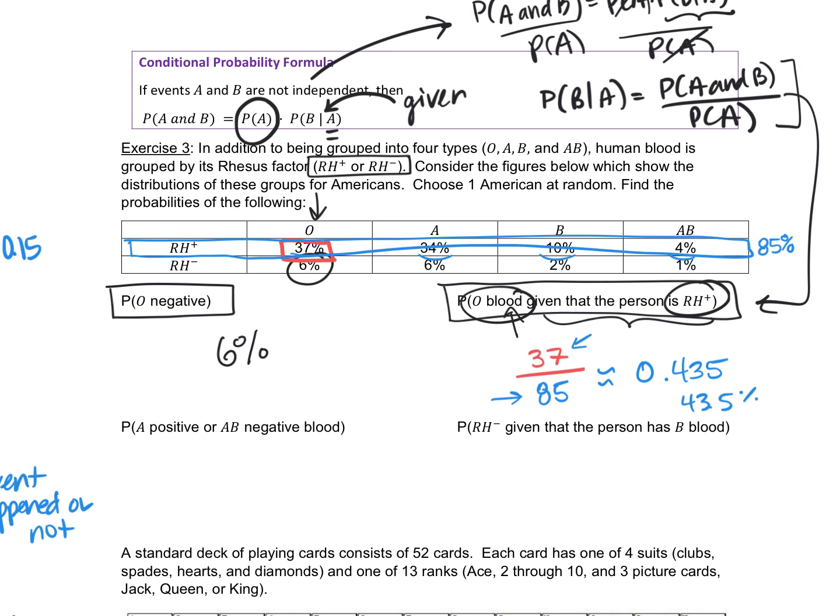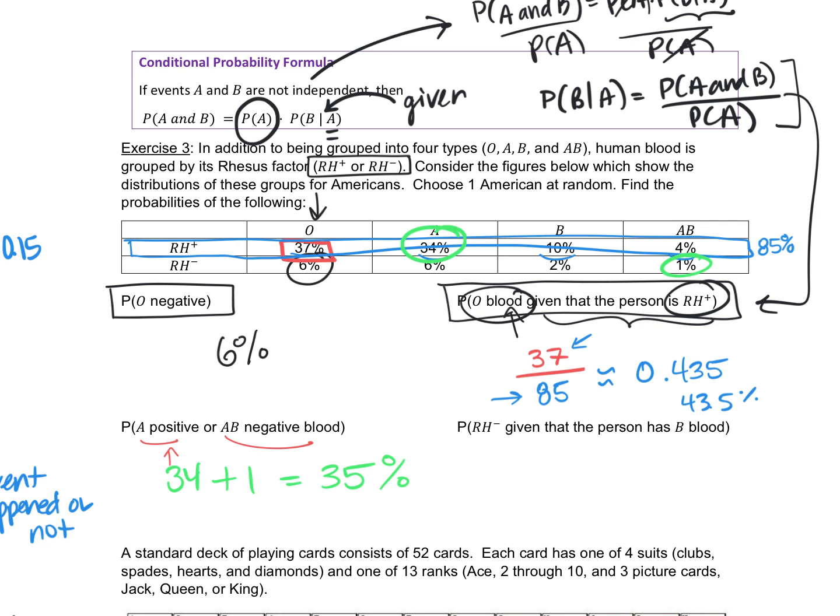For the next one, we want the probability that they are A positive or AB negative. So the probability that they're A positive is going to be this 34%, and AB negative would be the 1%. And so we don't have a conditional probability here, so we're going to be at 35%.